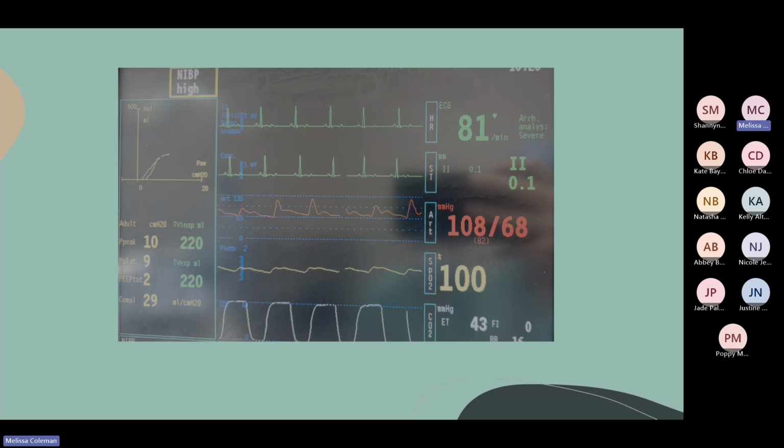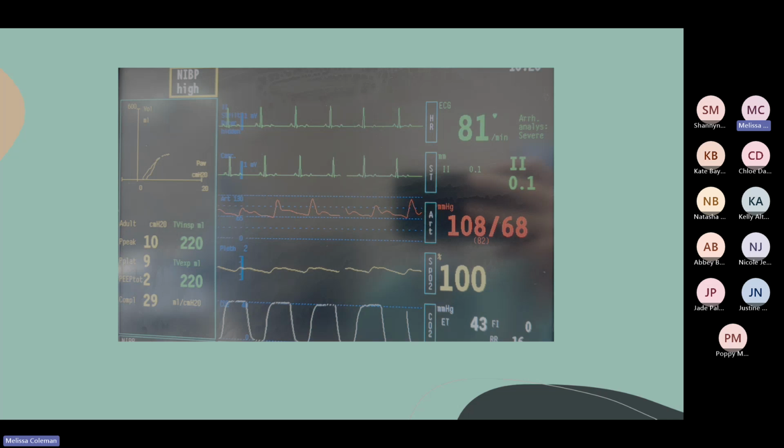So our mean blood pressure currently is 82 with a heart rate of 81. What's our thoughts on this? Do you think we need to do anything? Are we happy with it? Are we not happy with it? If we go from the heart rate first, what do we think about an 81 heart rate for a cat? I think that's a little bit bradycardic, yeah.